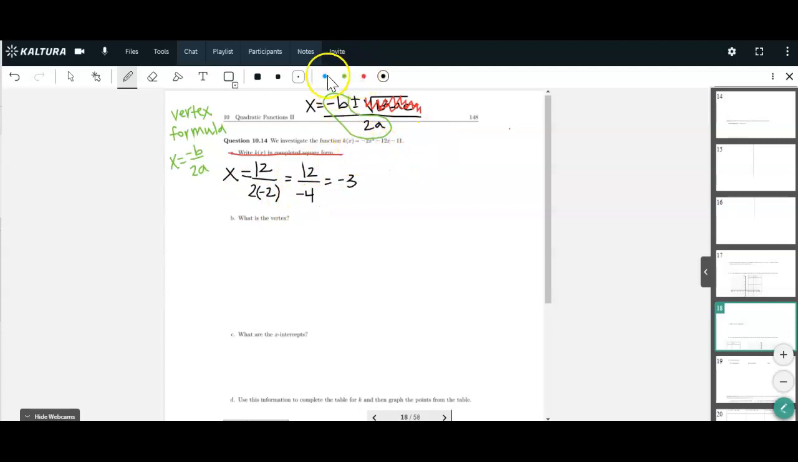So let's write this over here. Here's the vertex. The vertex is made up of an x and a y. We just found the x to be negative 3. So that's part of the vertex of the parabola. Then I need to find my y. And so to find my y, I'm just going to plug, remember this over here, write it down here.